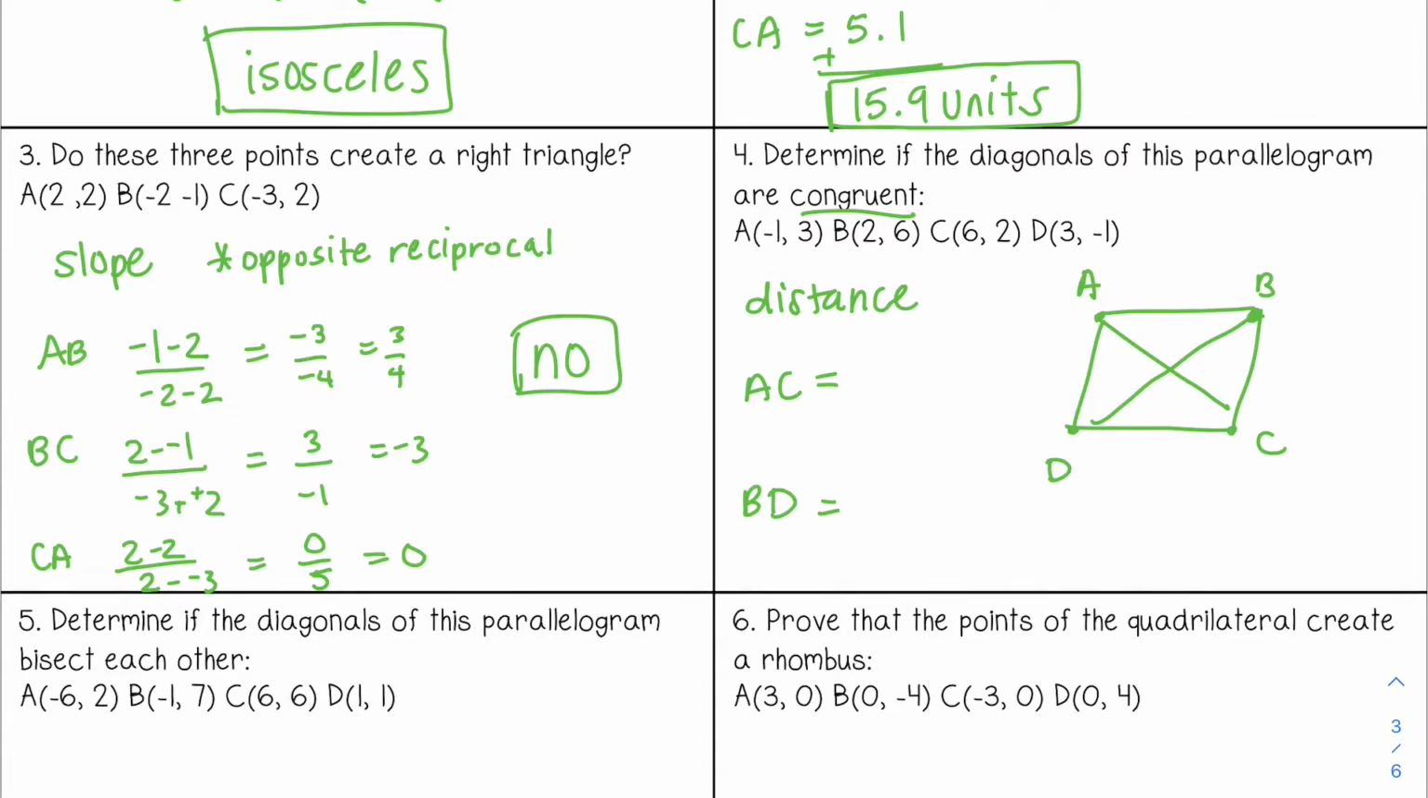All right, so go ahead and pause the video now and find the distance from A to C and then from B to D. All right, so using the distance formula, I got 7.1 and 7.1. So they are congruent. That would be yes, they are equal in length.